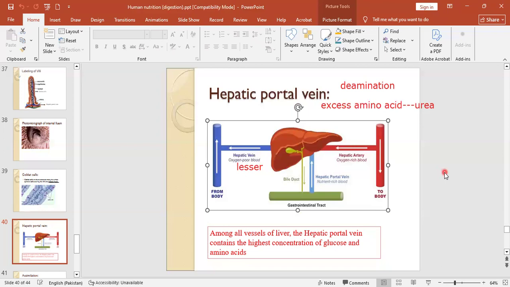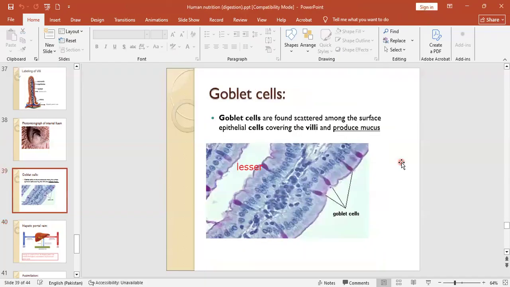Miss, where are the villi located? Okay, villi are located in the small intestine, here in this area. Okay, so this part is done. Let's go back to the villi.